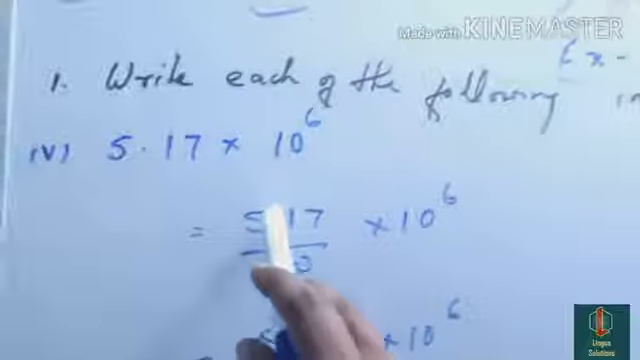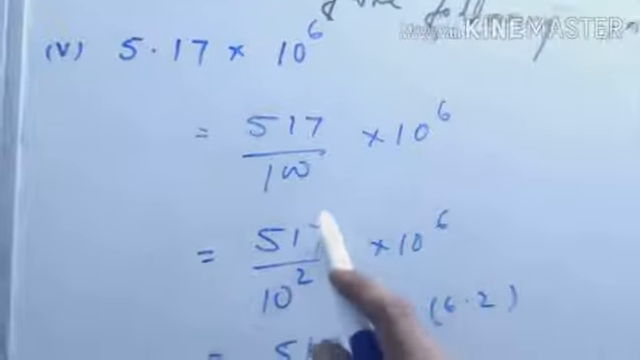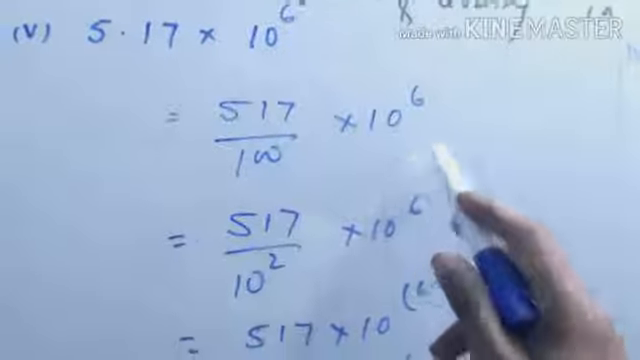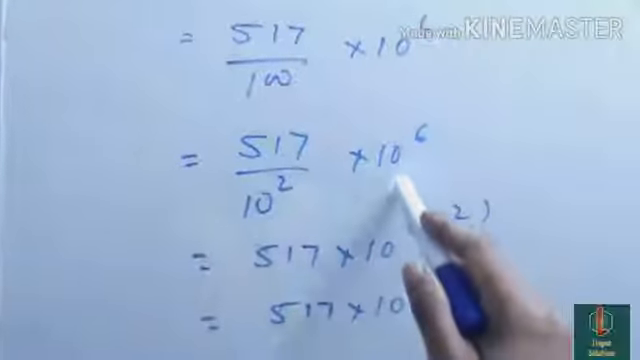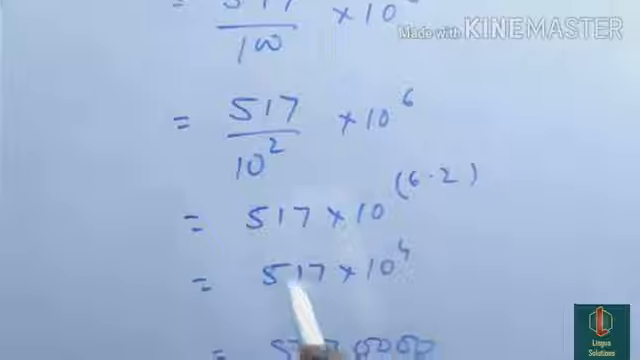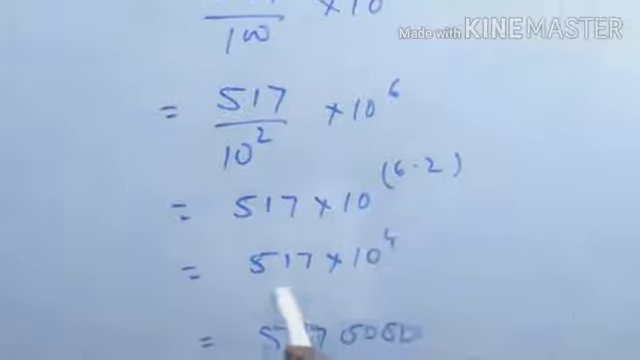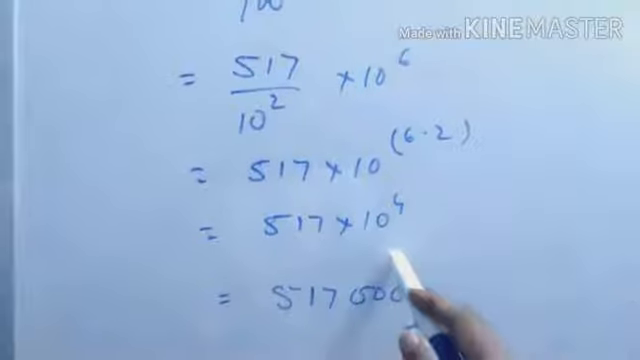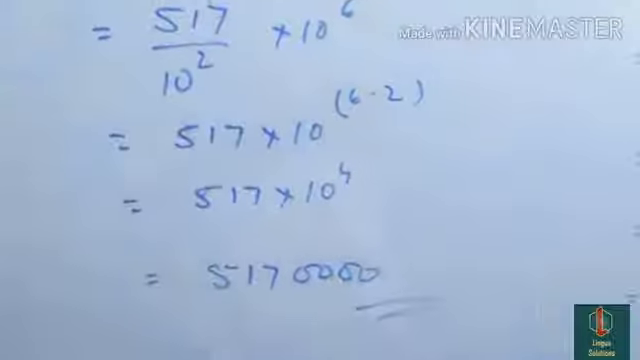Now come to the next question. This is 5.17 into 10 to the power 6. It will be 517 by 100 into 10 to the power 6, which is equal to 517 by 10 to the power 2 into 10 to the power 6. Here we will subtract the power, which is equal to 517 into 10 to the power 6 minus 2, which is equal to 517 into 10 to the power 4, which is equal to 517 and then 4 zeros, 0 0 0 0. This is the answer.